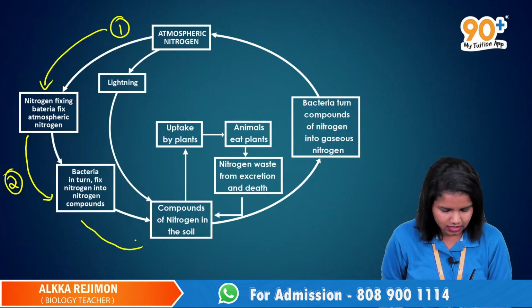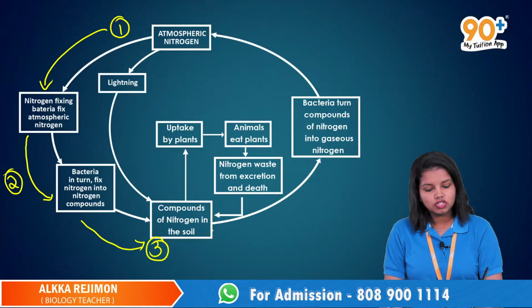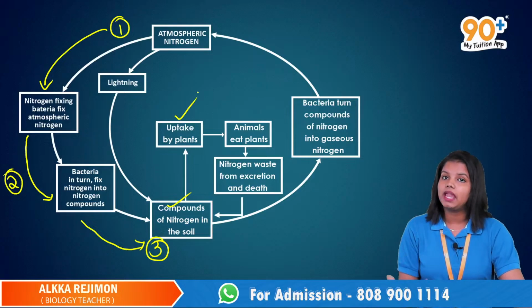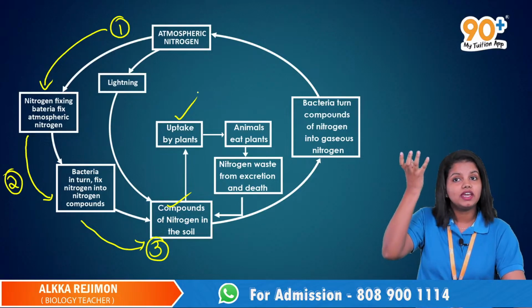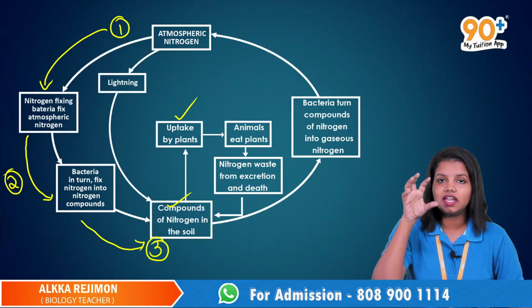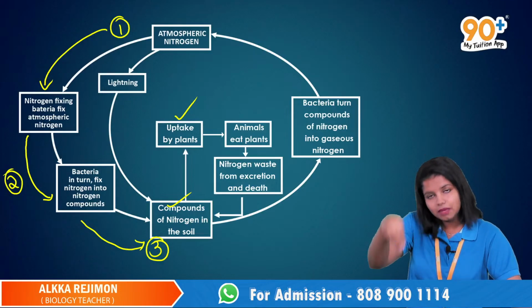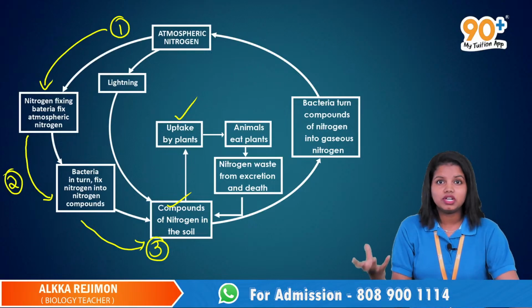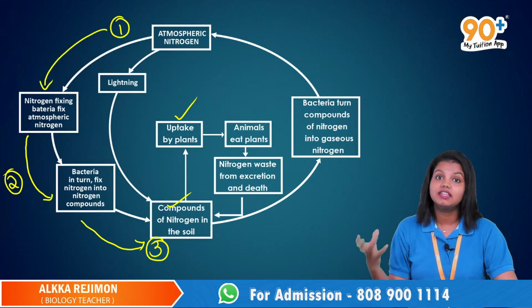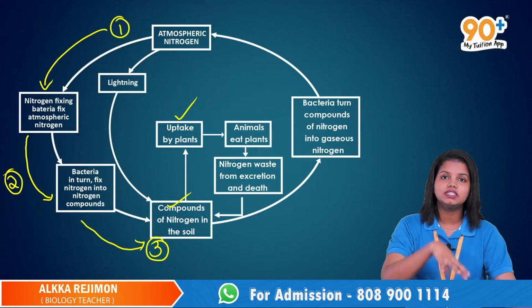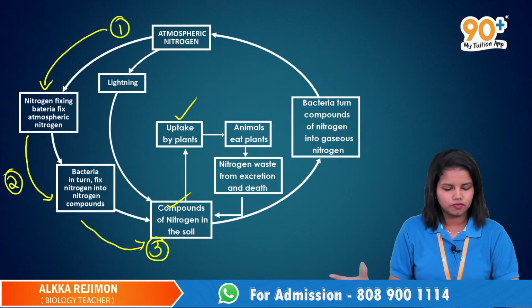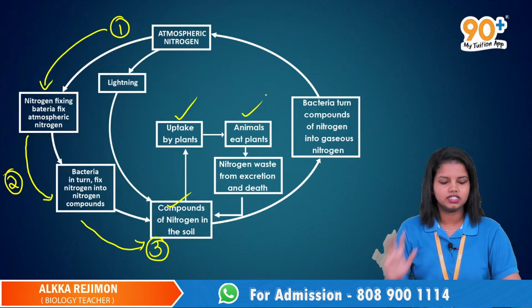That's the third step. Here you can see the third step. These compounds of nitrogen get into the soil and are taken up by plants. Plants take this up through their roots, and once the nitrogenous compound is in the plant body, any herbivorous animal eating the leaves of that plant can consume these nitrogenous products. So that's the third step.